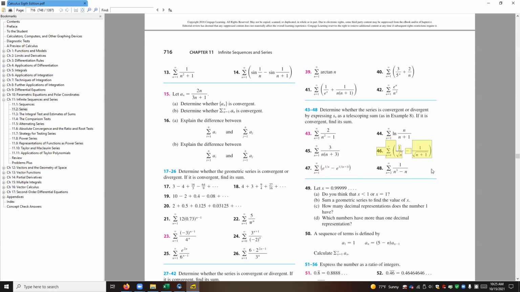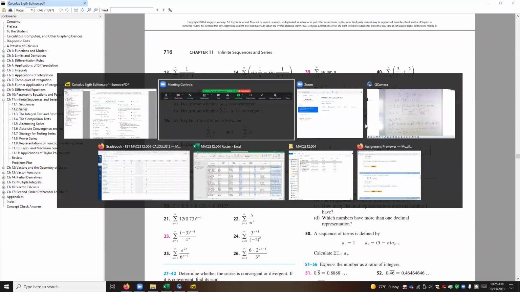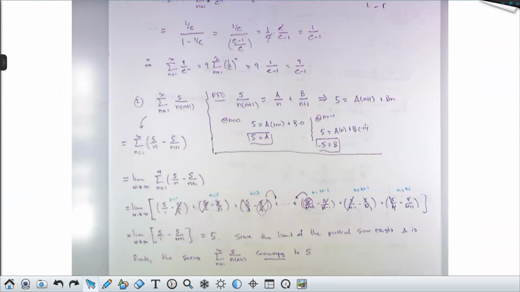46, this kind of looks like something you would get out of partial fractions, except we've got these square roots. So they couldn't have glued those together and asked you to undo them with PFD, because PFD doesn't apply to those. But yeah, I would say at least half of the problems you're going to find in any given calculus book that deal with telescoping series will involve some partial fractions, but there is no inherent connection.